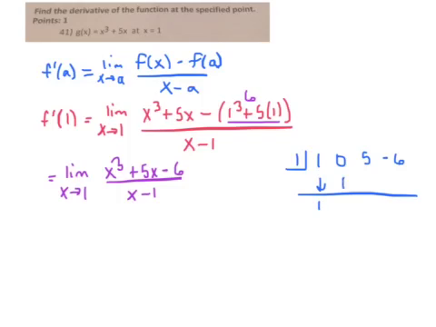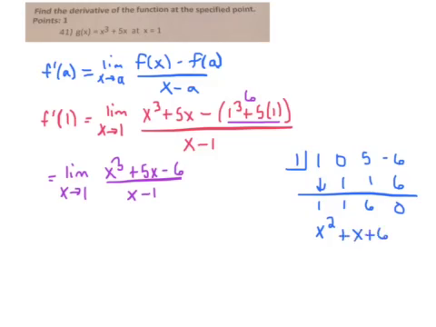So 1 times 1 is 1, 0 plus 1 is 1, 1 times 1 is 1, 5 plus 1 is 6, 1 times 6 is 6. So remember that we start off writing 1 degree less than what we had whenever we were dividing. So this is x squared plus x plus 6.